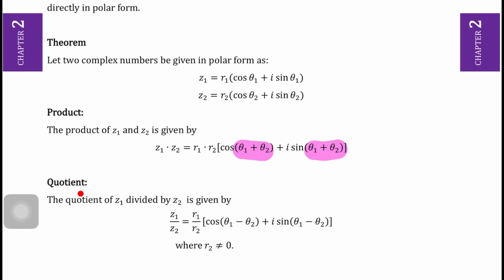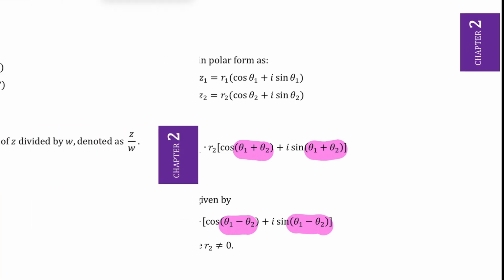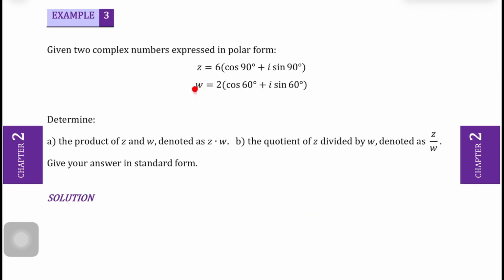Now let's see the quotient. For the quotient, if you want to divide Z1 and Z2, the R part will just follow: R1 divided by R2. And then the form is the same, cos plus i sine, but your angle will be different. If you're doing divide, your angle will be minus. So let me show you how to do this question.